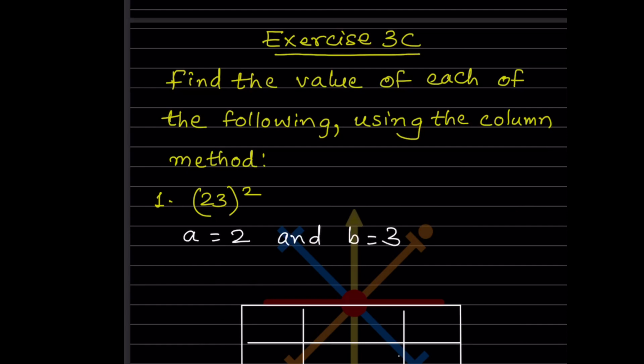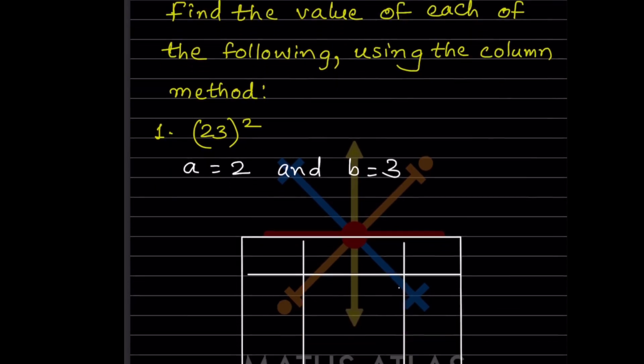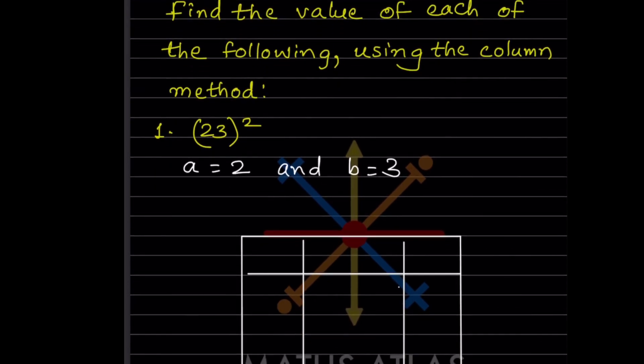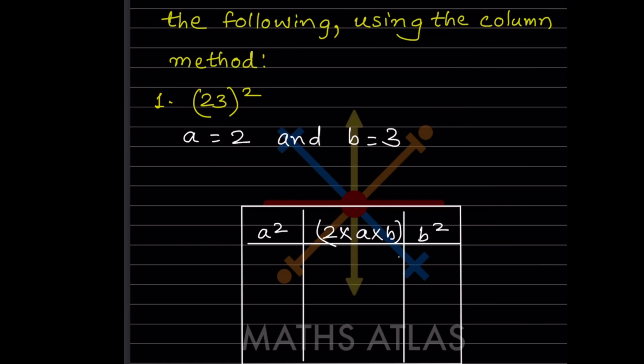Now we are not going to directly multiply it, but we are going to solve it with the help of this column method. I have prepared this column. Here we are going to write a square, here 2 into a into b, and here b square. You know the formula for (a plus b) whole square, that is a square plus 2ab plus b square. So this is the rule: we have to make 3 columns, that will be a square, 2ab and b square.